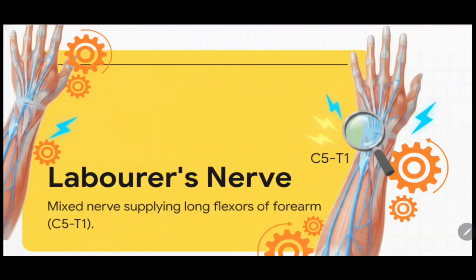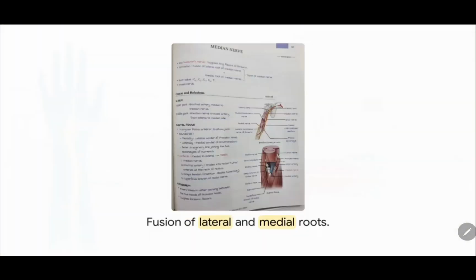So it's famously known as the labourer's nerve. Kyun? Because it literally powers the coarse, heavy lifting movements of the forearm. And note that it takes contributions from all the roots of the brachial plexus. We're talking C5, C6, C7, C8, and T1. Pura mix hai.